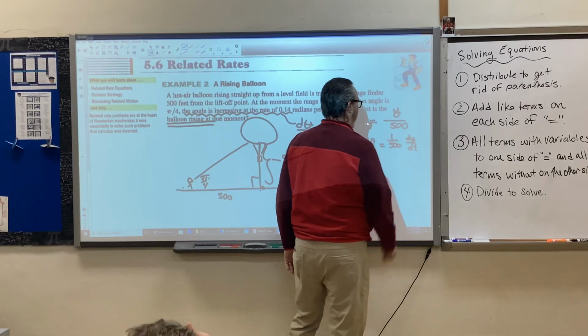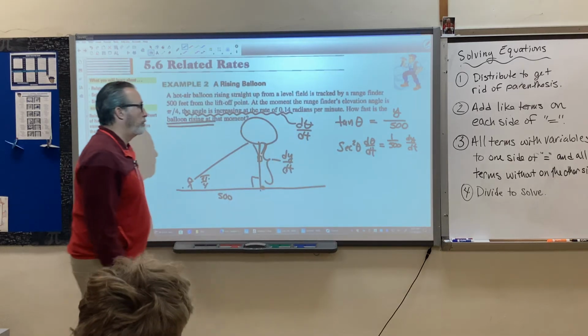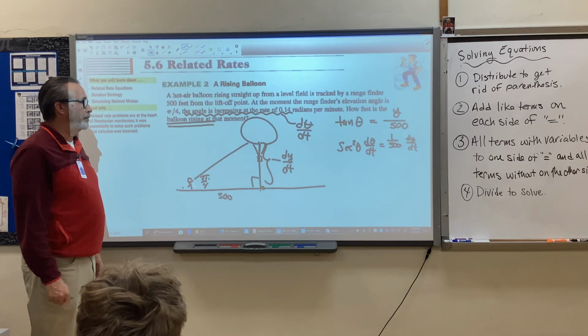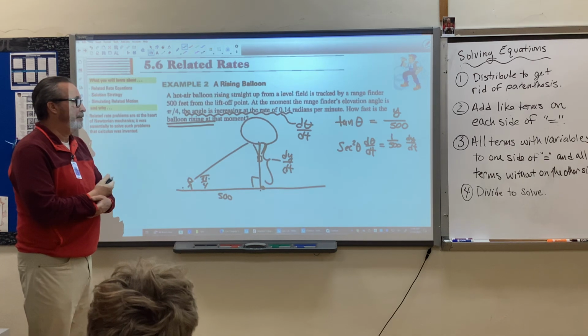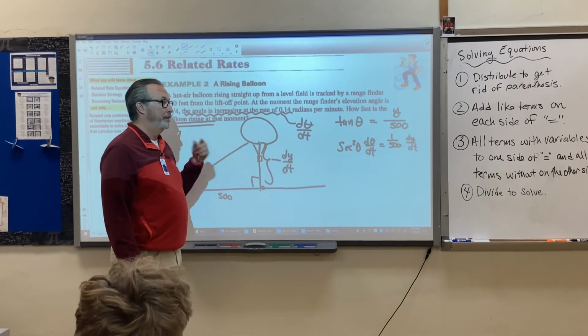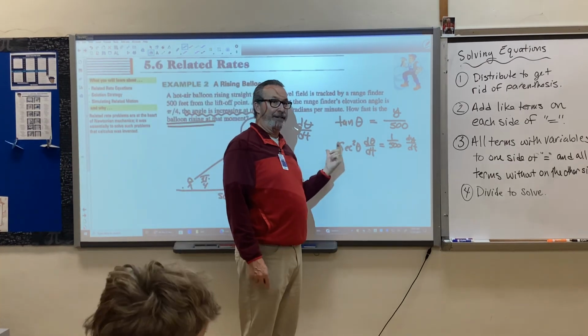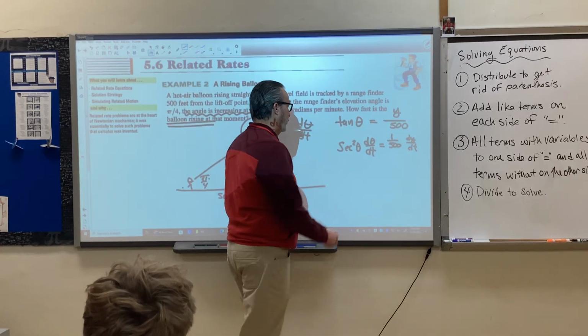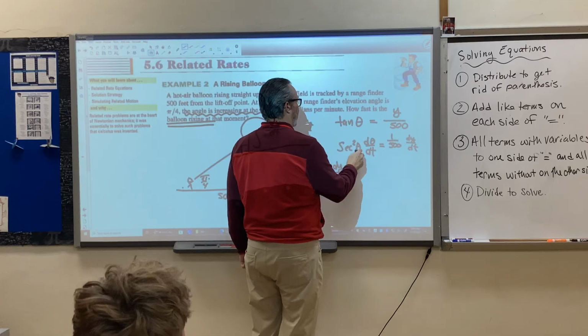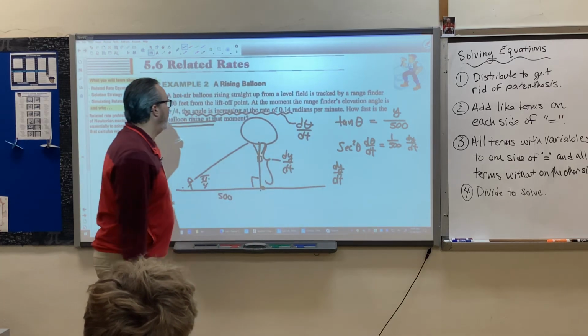What are we looking for? We're looking for the rate of change of height, right? We're looking for dy/dt. So we multiply the side by 500, and we get dy/dt alone. So dy/dt is secant squared theta times d theta/dt times 500. Did they give us a theta value?